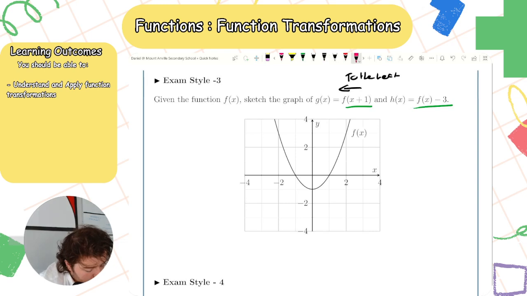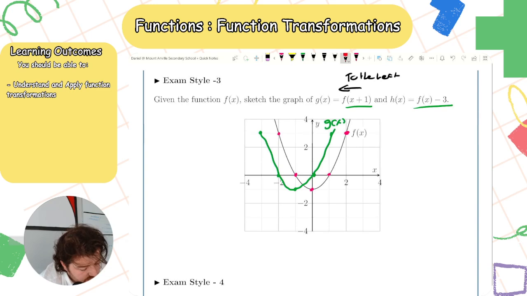So let's pick some key points here. This one is shifting, and I'm shifting to the left 1. So it's going to be over here, over here, over here, over here, and over here. There it is there. That's g of x.